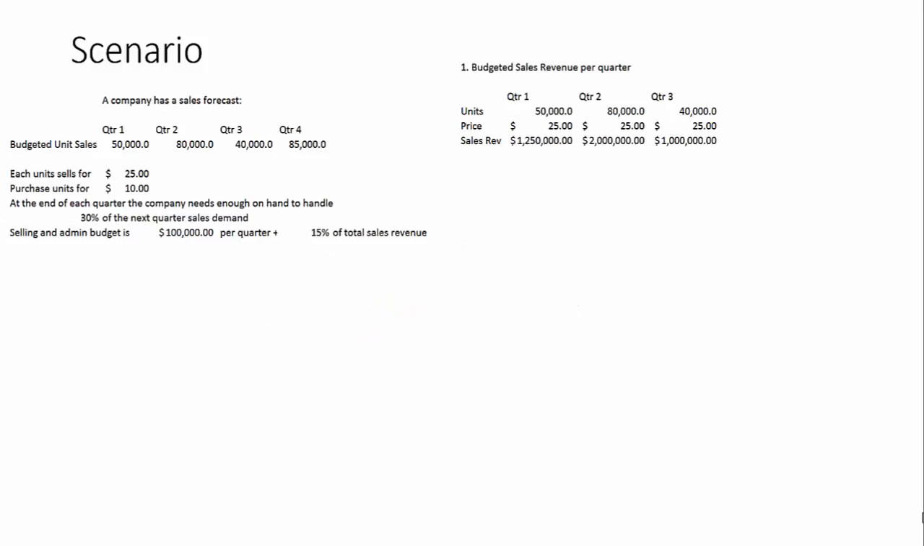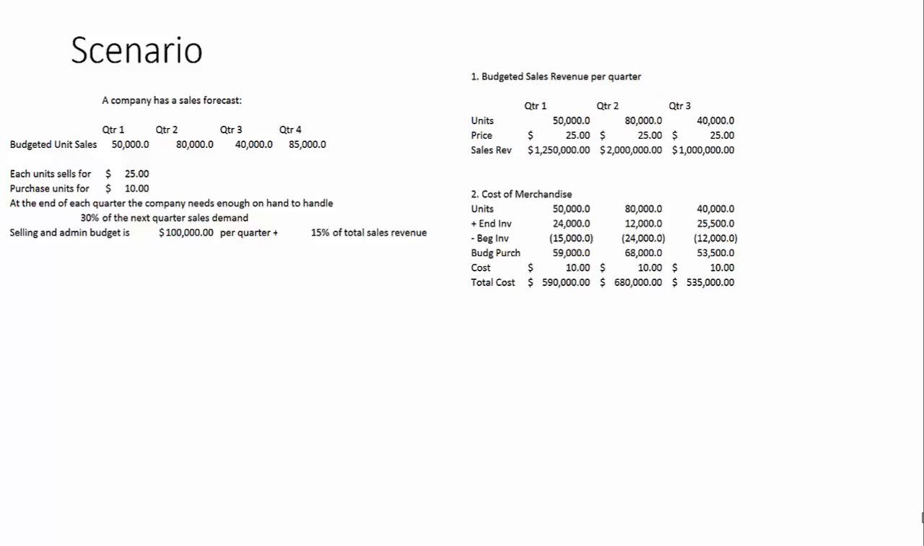Okay, so the first thing that we do is compute the sales revenue per quarter. This is the sales units times the sales price. So for quarter 1, we have budgeted unit sales of 50,000 times a selling price of $25, and we get a sales revenue of $1,250,000. And then for quarter 2 and quarter 3, you do the exact same calculations.